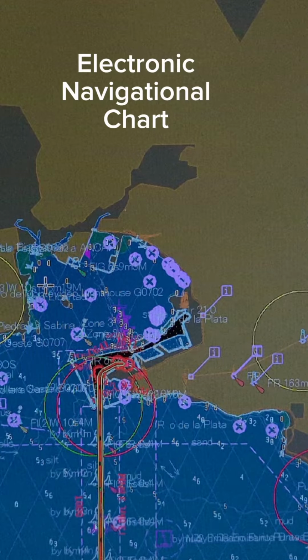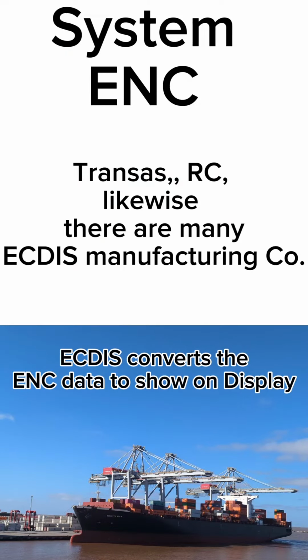Hello Navigator. In this video, I am going to talk about the difference between SENC and ENC. ENC is Electronic Navigational Chart, which is basically the electronic version of the previously used paper chart. And SENC refers to System Electronic Navigational Chart.